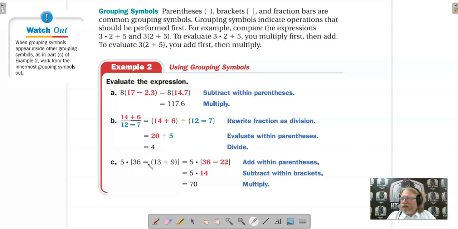And then finally on part C down here, notice that we have parentheses inside of brackets. So we had to do the parentheses first. We end up getting 13 plus 9 is 22. Now the bracket part is 36 minus 22. We brought that 5 over here. Now we do 36 minus 22 is 14, so the difference of 36 and 22 is 14. Then we take these factors of 5 and 14 and multiply them together to get a product of 70. The product is the result of multiplying factors together.